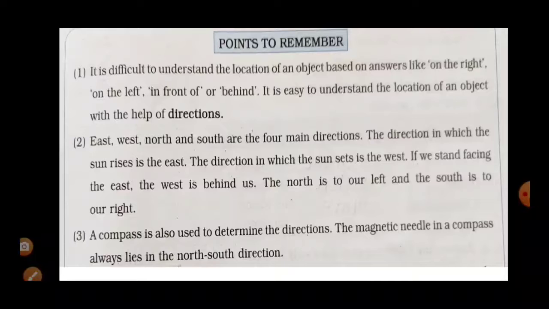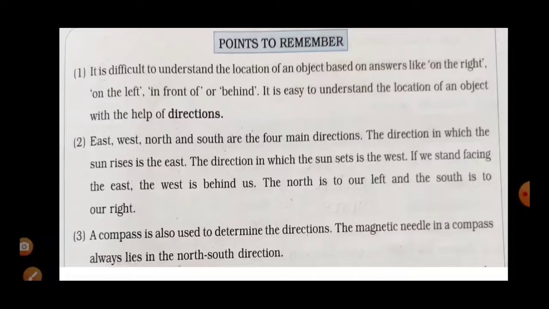East, west, north and south are the four main directions. The direction in which the sun rises is the east. The direction in which the sun sets is the west. If we stand facing the east, the west is behind us. The north is to our left and the south is to our right.